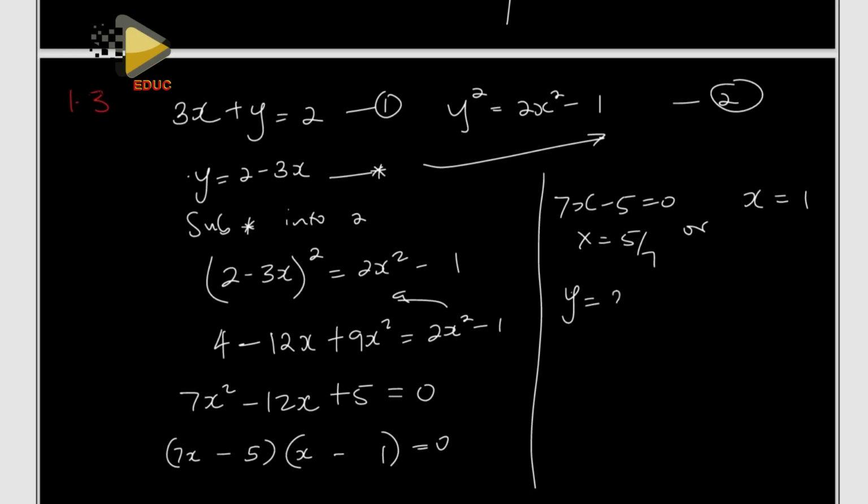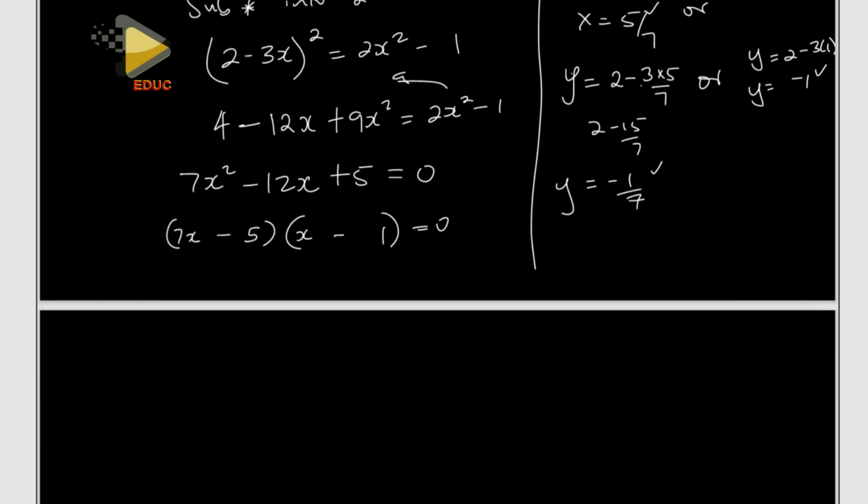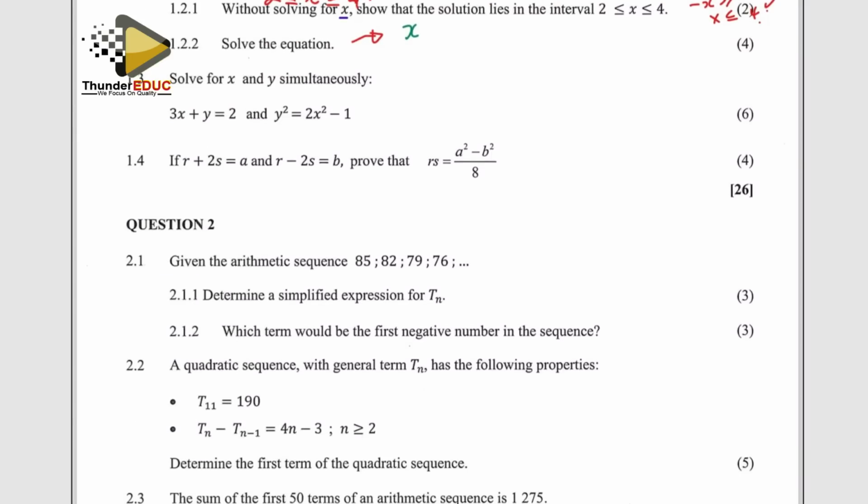So my y here is going to be 2 minus 3 multiplied by 5 over 7, which is 2 minus 15 over 7. I'm going to get negative 1 over 7. Then on the other side, y is equal to 2 minus 3 times 1, which is negative 1. So I have x as 1, y as negative 1; x as 5 over 7, y as negative 1 over 7. Those are going to be my solutions. And then 1.4.